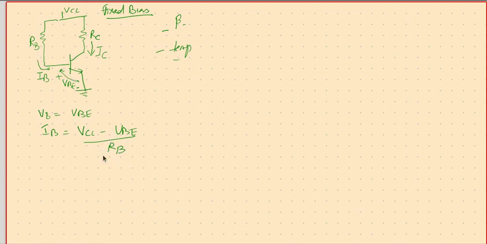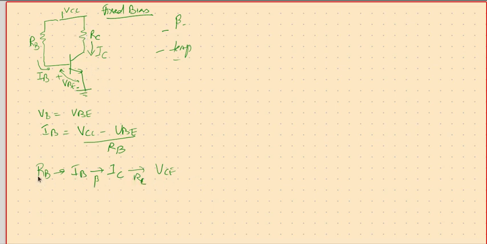So appropriate selection of RB will select a value of required IB, and this IB in turn will select IC. So RB selection will confirm what should be base current. If base current is known, then collector current through the transistor characteristics will be decided, and once this is decided, then VCE also gets decided, that is because of the collector resistor.